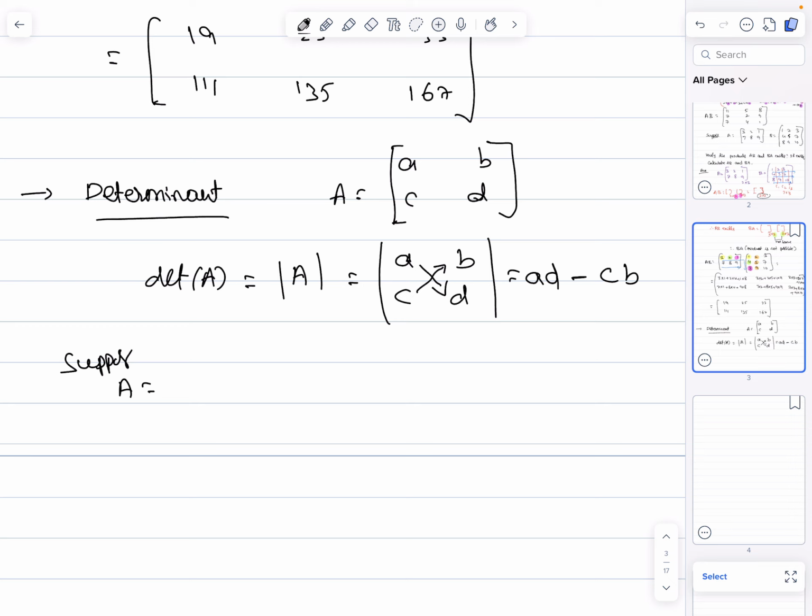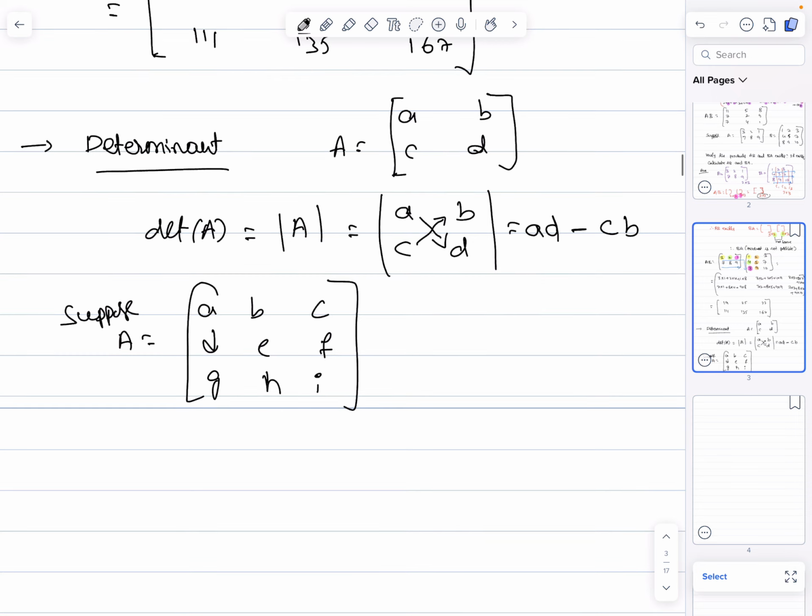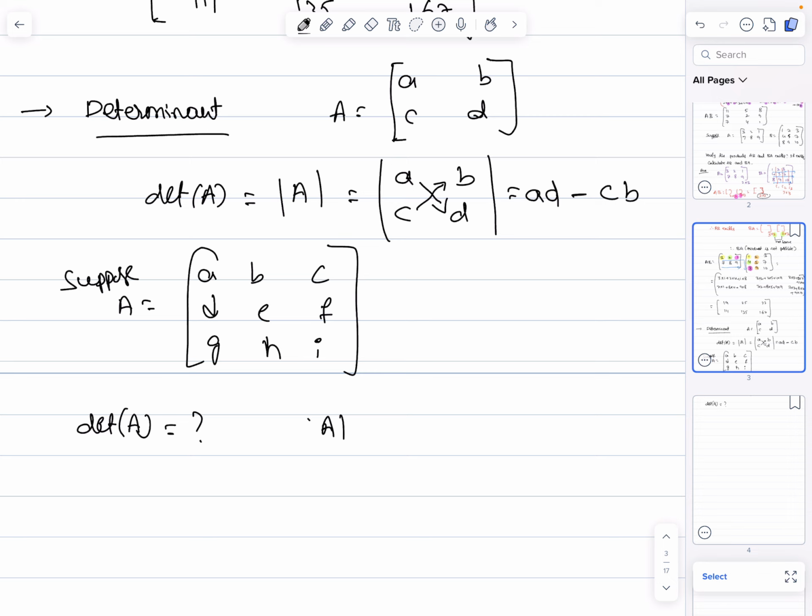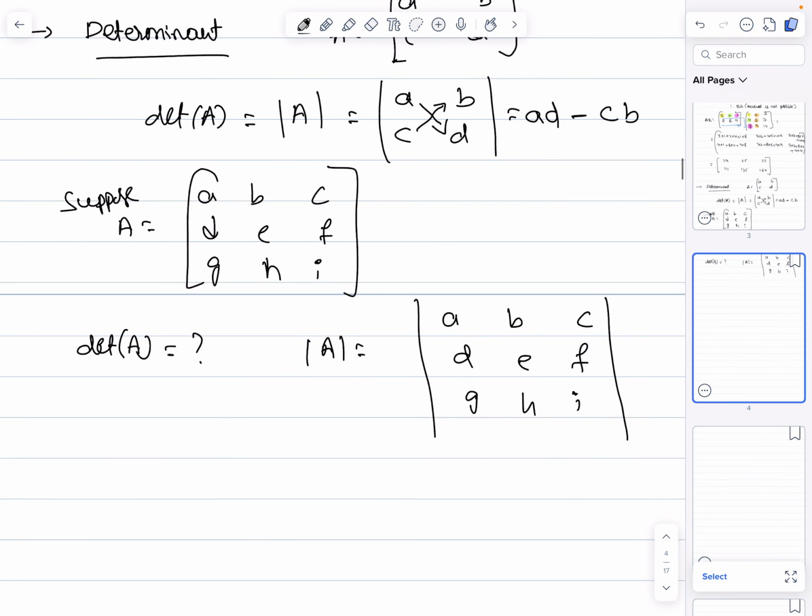Suppose A is equal to the matrix with rows A, B, C, D, E, F, G, H, I. This is the matrix. Now, you are finding the determinant of A. What is the question? So, determinant of A is nothing but A, B, C, D, E, F, G, H, I. Remember, earlier only 2 rows and 2 columns were there. You were able to solve this problem in a much simpler way. So, instead of that, now you have a 3 by 3 matrix.